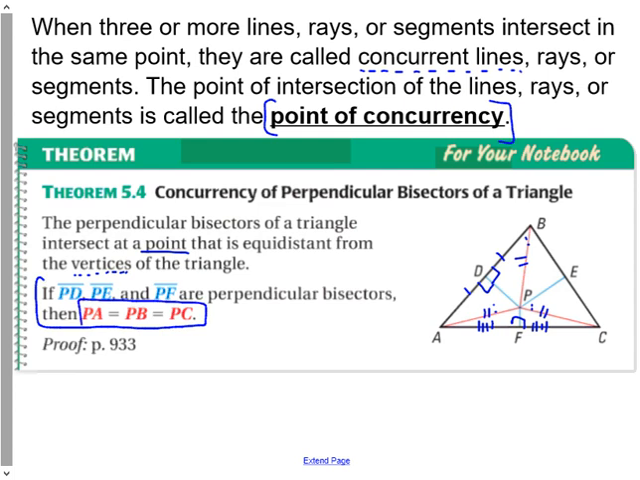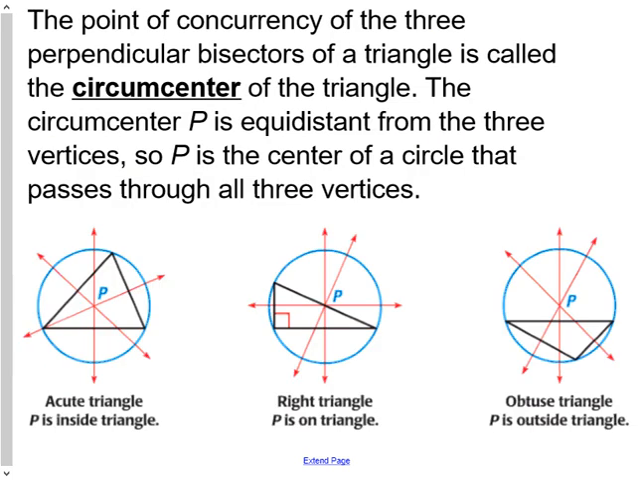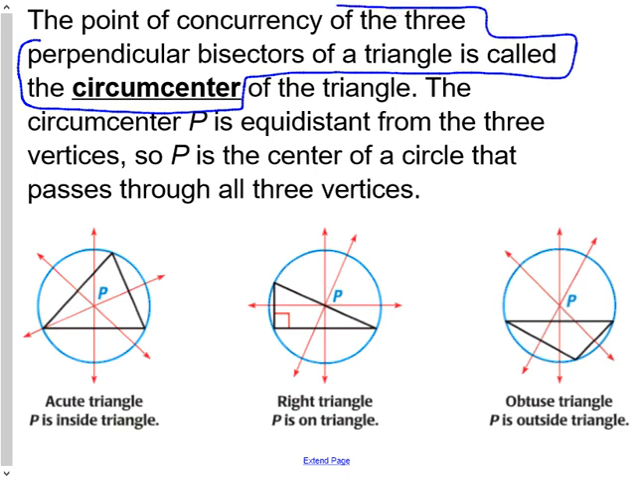Now the term for this point, point P, is called the circumcenter. Right? Where the perpendicular bisectors meet, it's called the circumcenter. So we have a lot of terms in this chapter. That is the first one. Now going through the rest of this, it says the circumcenter P is equidistant from the three vertices, so it makes P the center of a circle that passes through all three vertices. So like if this was P, and you drew the circle such that P was the center, you would notice our vertices are all on the edge.